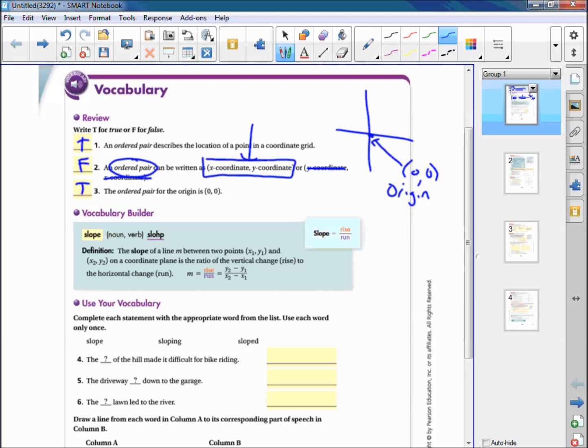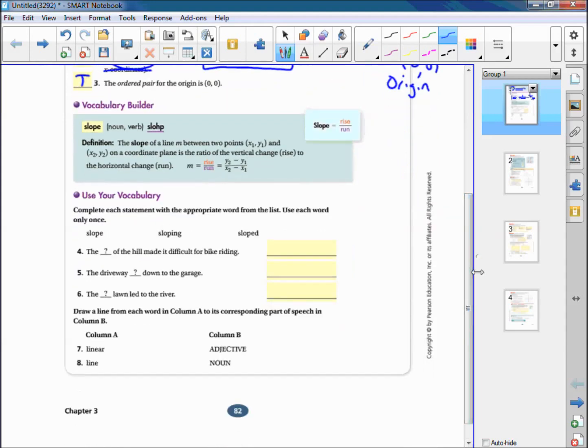Okay? So we have a vocabulary builder here, slope. The definition of slope of line m between two points x1, y1 and x2, y2 is the ratio of the vertical change to the horizontal change. So the vertical change is the up and down, so that's why we use the y subtraction up top. And the horizontal change is the left and right, that's why we use the x coordinate subtraction for the bottom. And it's rise over run, okay? Now remember, it doesn't matter which point you pick to be x1, y1 or x2, y2, you just need to be consistent in the ordering that you put in your slope, okay?